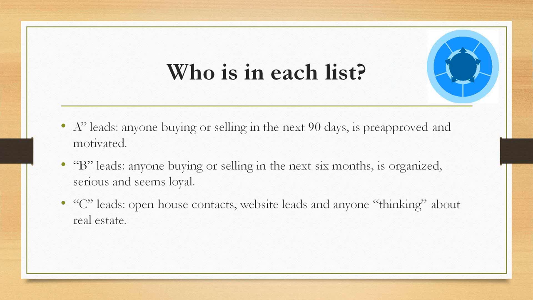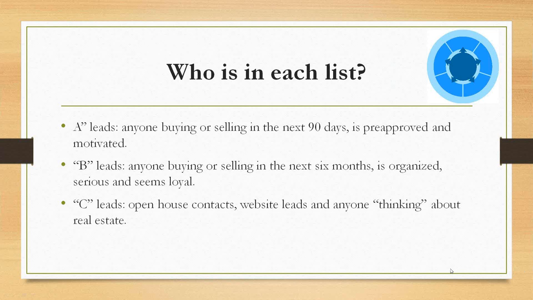First of all, we discussed the sphere of influence: friends, family, past colleagues, people outside real estate, etc. Then past clients. Those who are new agents, don't worry, that will come. But for those who have them, your top 50 contacts and your past clients will come there. Then comes your A leads. This is anyone buying or selling in the next 90 days, who is pre-approved and who is motivated to buy. They will come into your A leads.